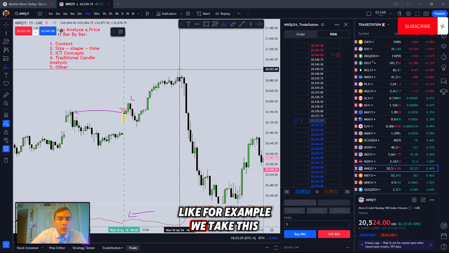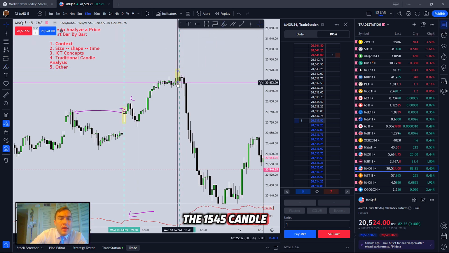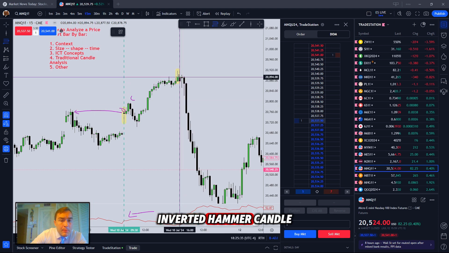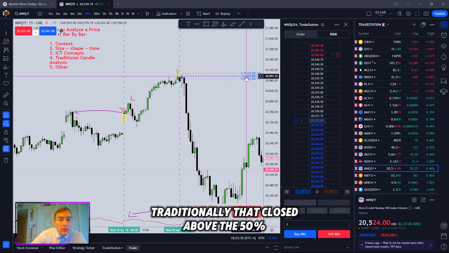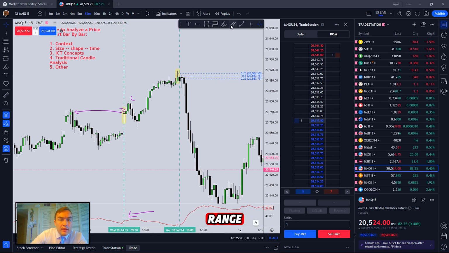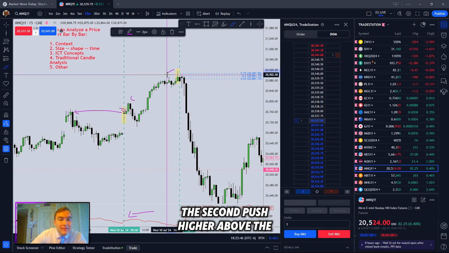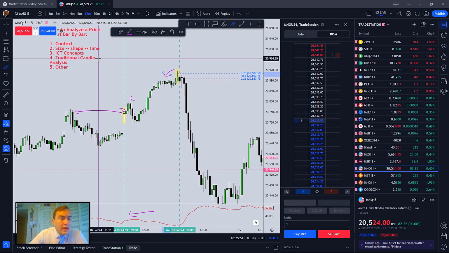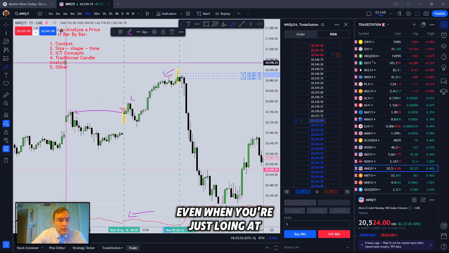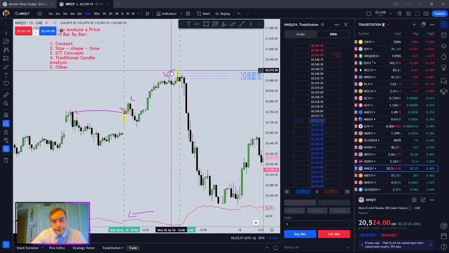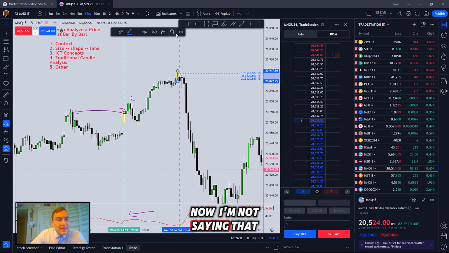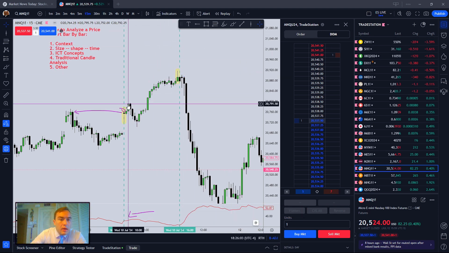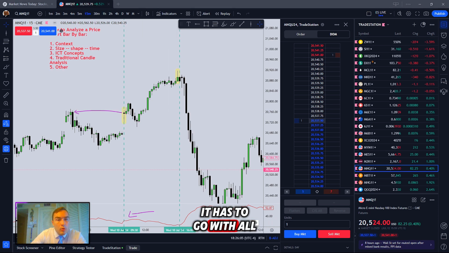Like for example, we take this candle here, the 1545 candle. That candle is going to be an inverted hammer candle. Traditionally, that closed below the 50% of that candle's range. And then notice that was in context, the second push higher above the 1445 candle. So again, context is always mattering, even when you're just looking at traditional candle analysis. Now guys, I'm not saying that traditional Japanese candle analysis is in and of itself effective. It has to go with all the other things that I'm talking about, which is context.